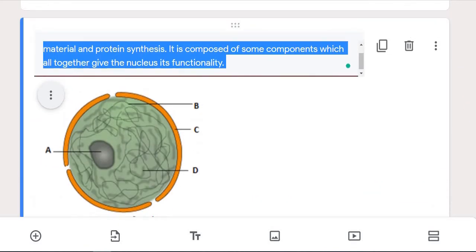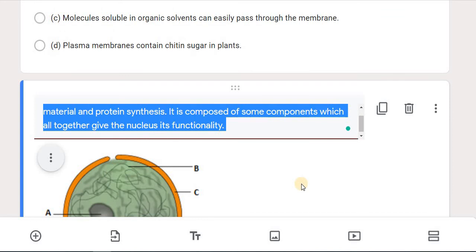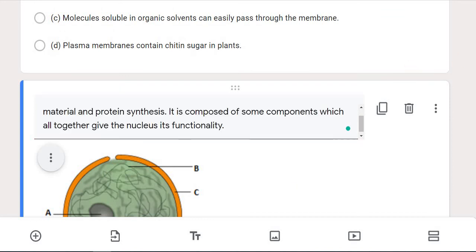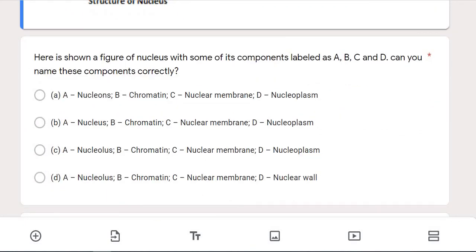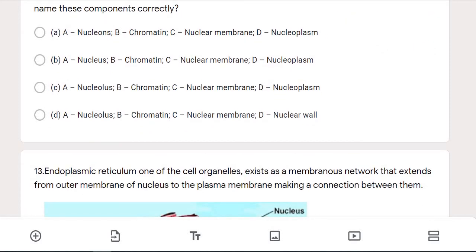Look at the figure. We have to give the answer: A, B, C and D. Here is shown a figure of a nucleus with some of its components labeled as A, B, C and D. Can you name these components correctly? So as we know, A is a nucleus, B is a chromatin, C is a nuclear membrane and D is a nucleoplasm.